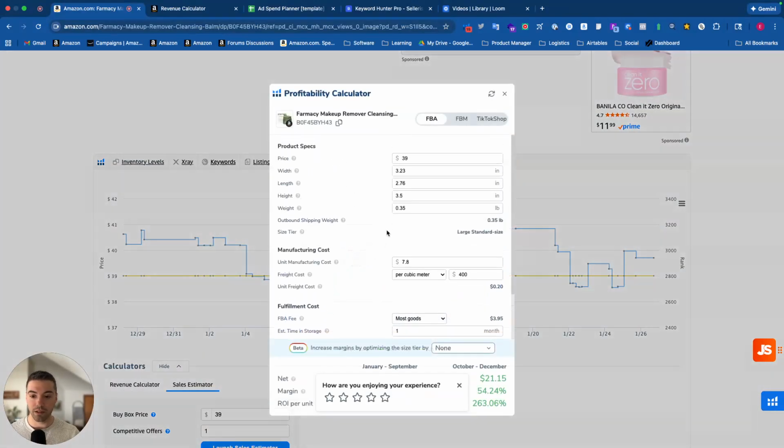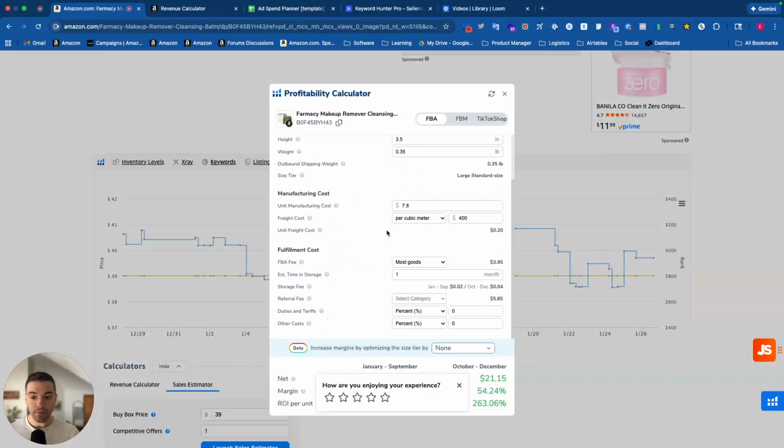And right here, these are the three big fees to start with to become a master of profitability on Amazon. So the first one is the FBA fee. This is a cost for Amazon to store the product and to ship it.